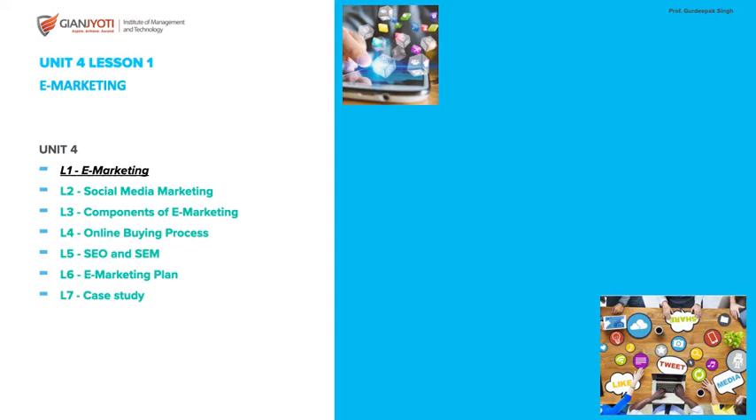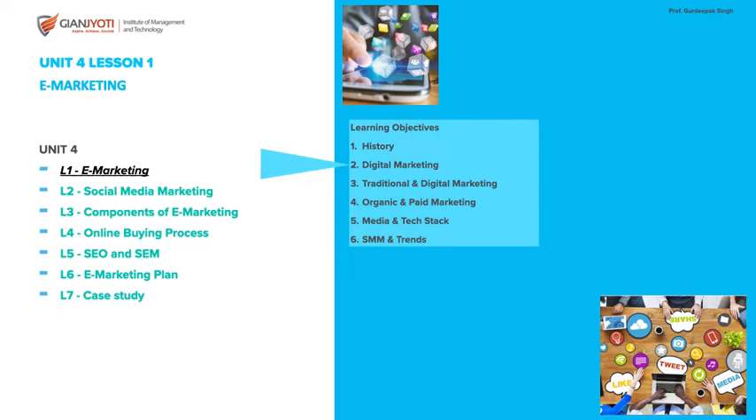In Unit 4, Lesson 1, we will be talking about e-marketing in general, about the concepts. So we'll talk about the history of digital marketing, we'll go into the depth of digital marketing. Then we'll see the difference between traditional and digital marketing. And also we'll look at organic and paid marketing and what are the different technical tools that we use for digital marketing. And finally, we'll talk about social media marketing and trends.